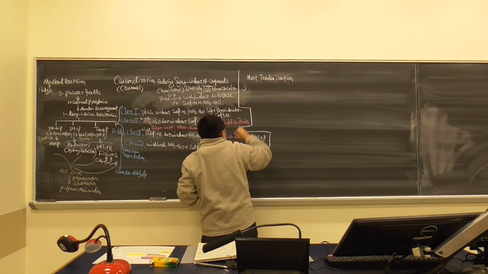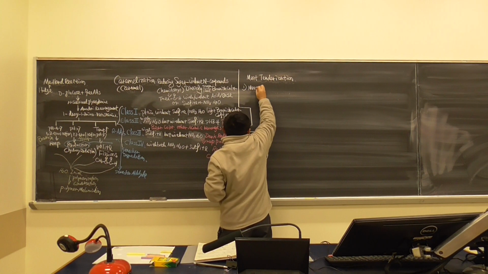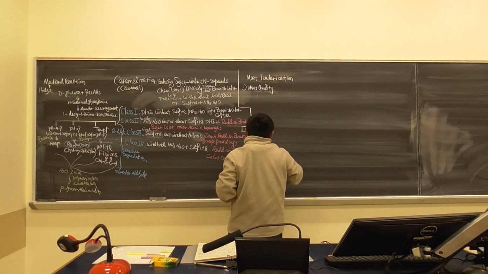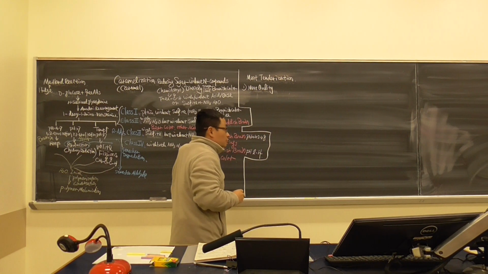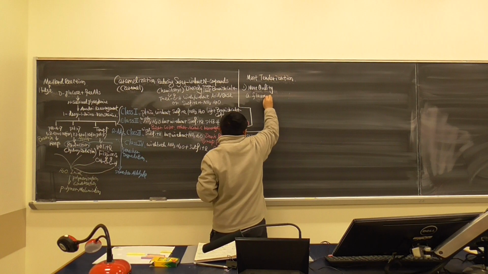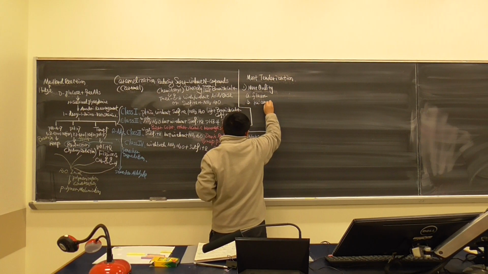First of all, we need to know about the meat quality. So meat quality, we talk about with 3 items. Number 1 is what we call flavor. Number 2 is juiciness. And number 3 is tenderness.